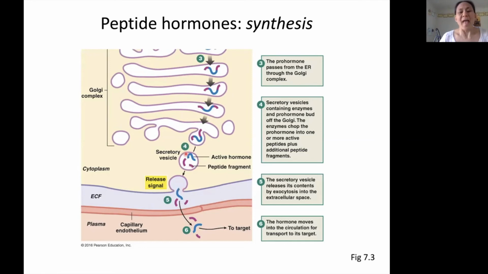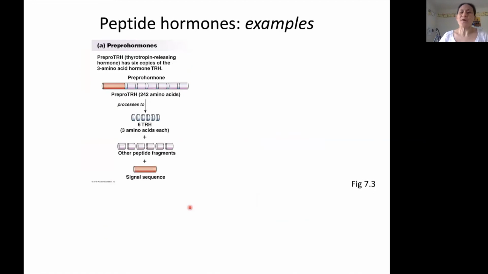Okay, but as that molecule waits in the secretory vesicle, it actually gets cleaved into the active version of the hormone, which again is this blue part right here, and these other fragments, which are shown in magenta, these peptide fragments, okay? And once that secretory vesicle fuses with the plasma membrane, we then release both the active hormone and these peptide fragments out into the extracellular fluid. Okay.